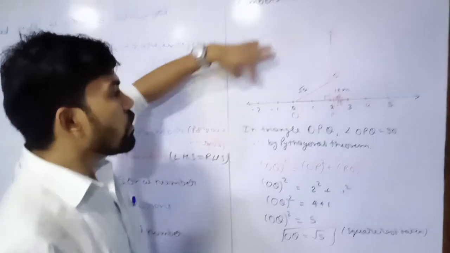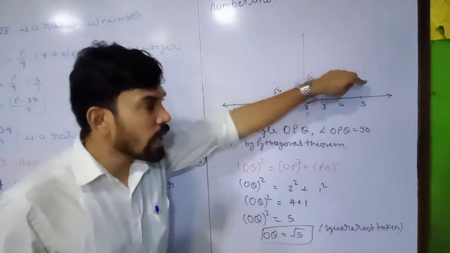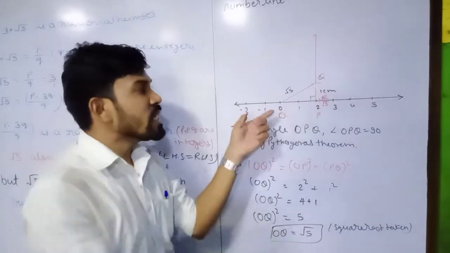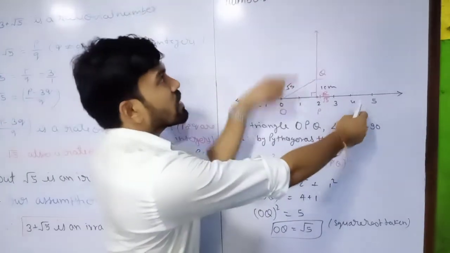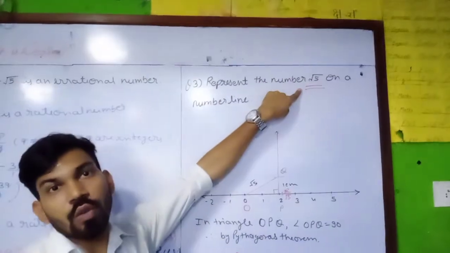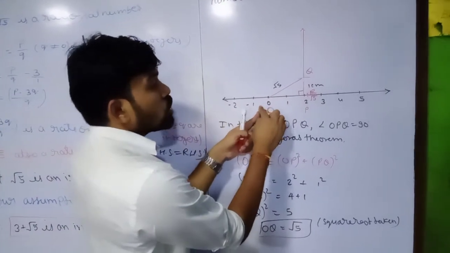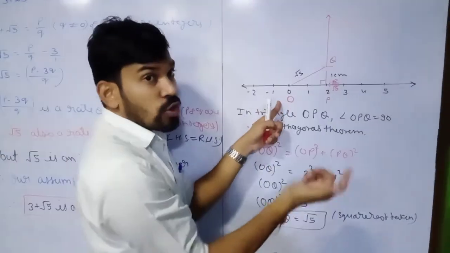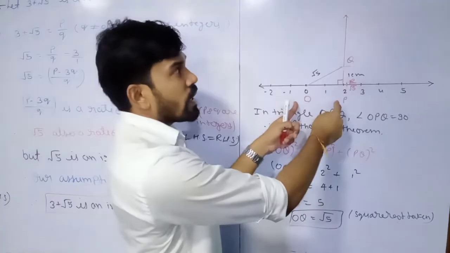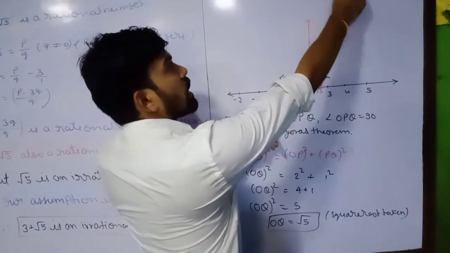Once again, first we have to draw a number line. On that, we always need to mark the positive numbers, because here we have the positive root 5. So take from 0 to 2. How are we going to decide the first point where we have to start? That depends on what we have to show.